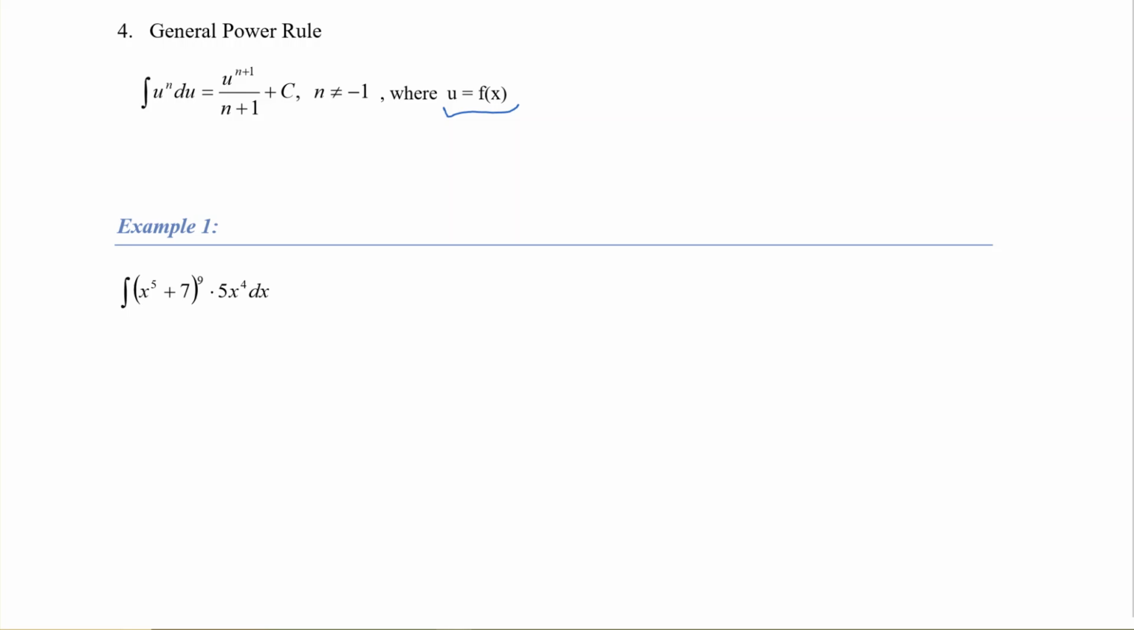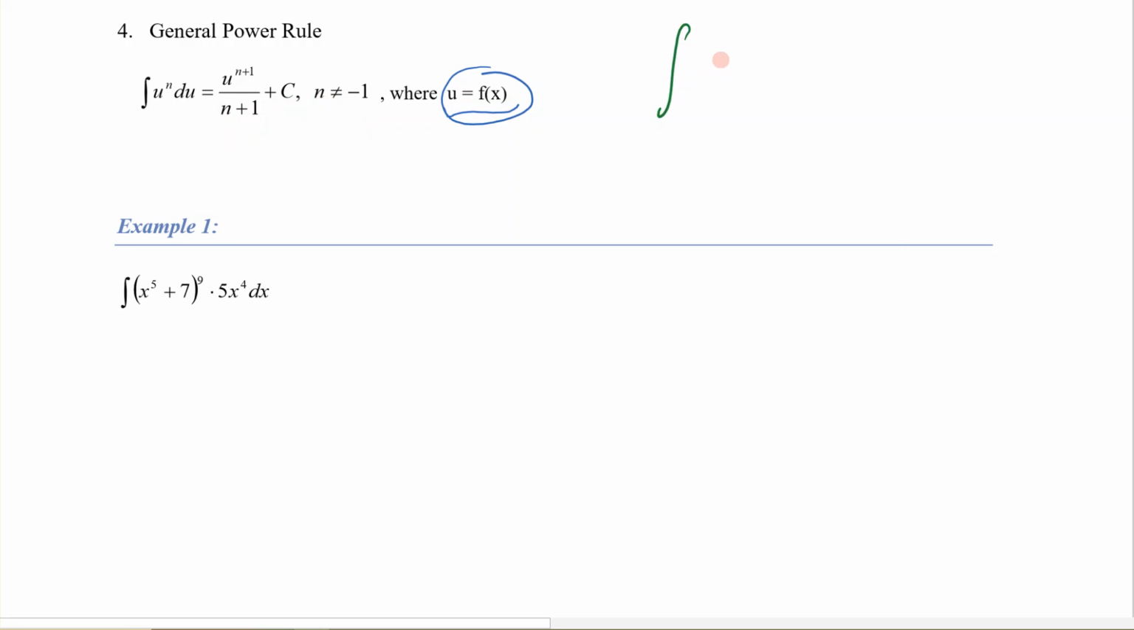Hello everyone, in this video I'm going to discuss the general power rule for integrals. So if you have u equals f(x), then the integral of u raised to power n du is equal to, so it's basically the same rule. You increase the power by 1 and divide by the new power, plus c, and n should not equal -1. Or you have an alternative form that you can write for the same formula.